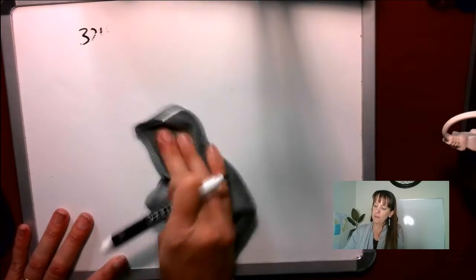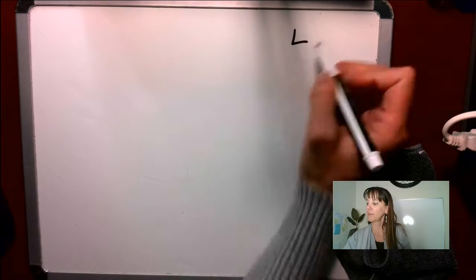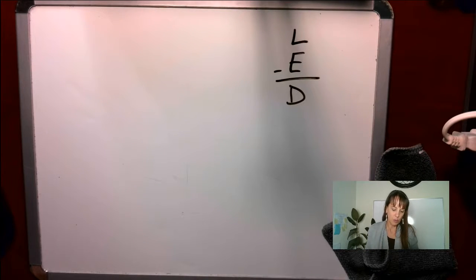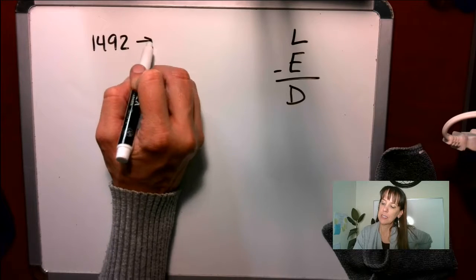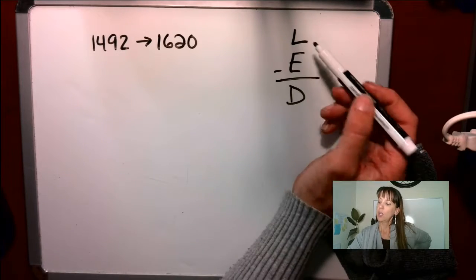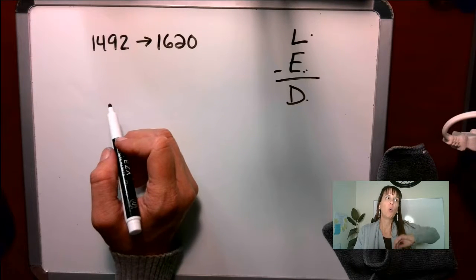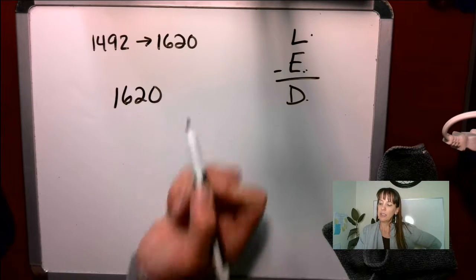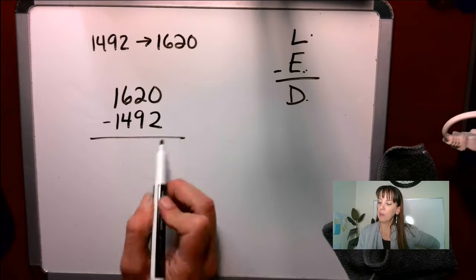All right. What about time? Before, we said later, earlier, difference. Okay. So how many years were there from 1492 to 1620? Later is going to be the most recent, right? This one is the most recent minus the earlier one, or the smaller one.